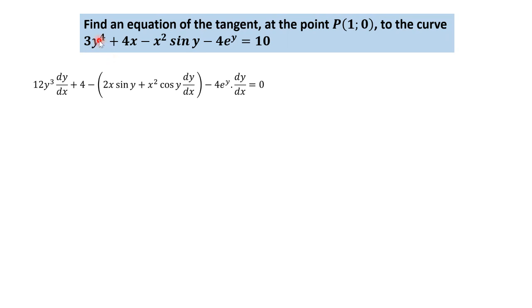So what have I done here? I have differentiated this first thing. So I've got 12y cubed. Because it's a y, I drop a dy/dx. Plus 4x, the derivative of 4x is 4.